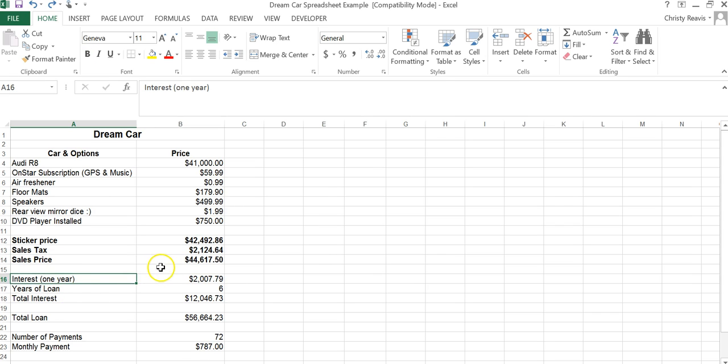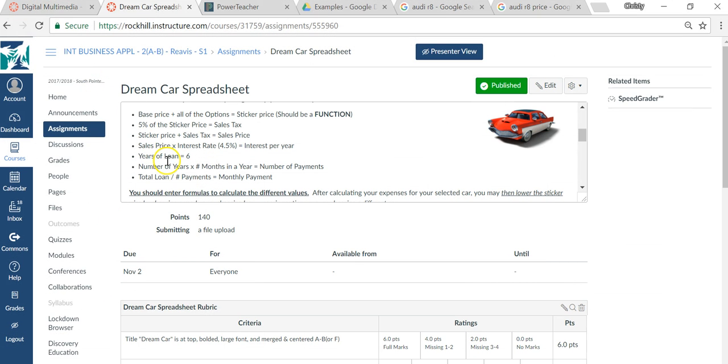So that's what we call interest. So we're going to pretend that you've gone to a bank and said, hey bank, I need to buy a car. This is how much money I need. Now, assuming your credit is good and they say yes, then they're going to charge you interest. So back to that assignment sheet, interest is going to be 4.5%. So we want to take our sales price and multiply it by that interest. That's going to be how much it would be for 1 year. But there's very few loans.